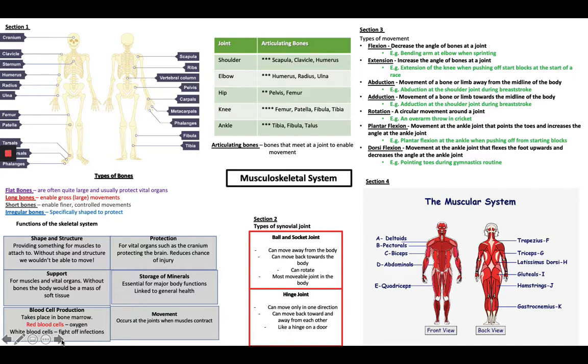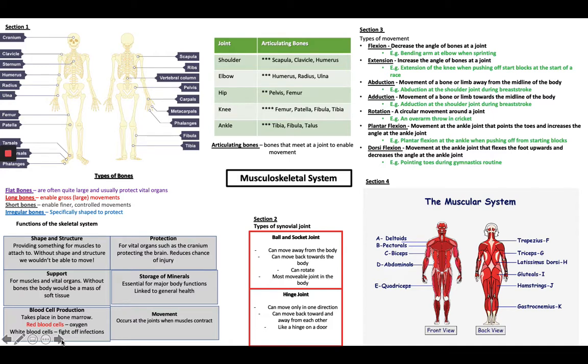Section 3 are the types of movement. You have flexion, extension, abduction, adduction, rotation, plantar flexion, and dorsiflexion. Again, read the definitions and get somebody at home to test you. Make them do a movement, and then you have to say what that type of movement is. So if someone bends their elbow upwards, that is flexion. If someone straightens their elbow, it is extension.